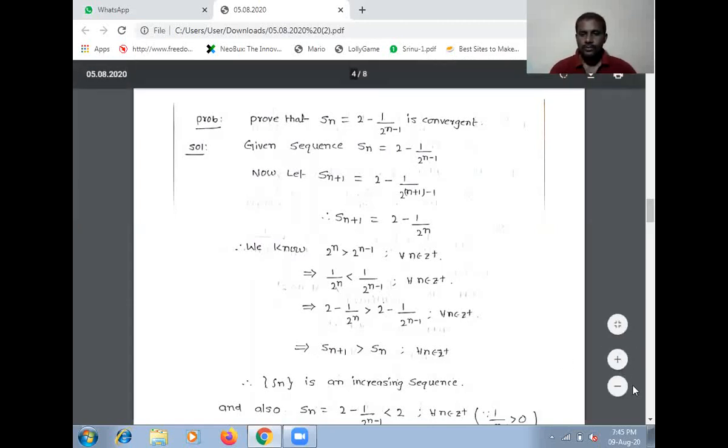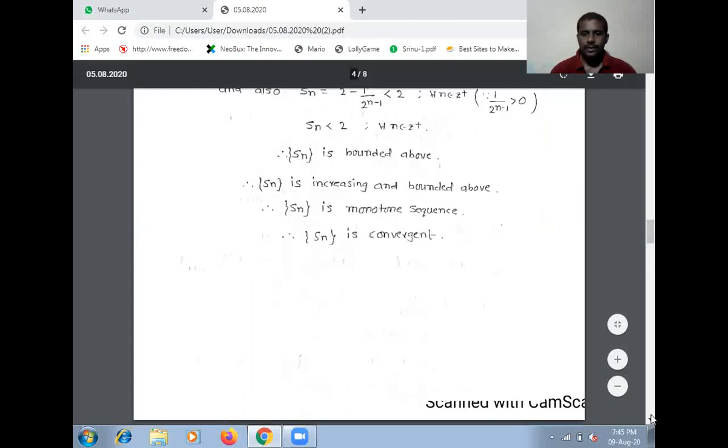So now I am taking also Sn equal to 2 minus 1 by 2 to the power of n minus 1 is less than 2, because here 1 by 2 to the power of n minus 1 is subtracted from 2, so it is always less than 2 for all n belongs to z plus. Therefore Sn is less than 2.